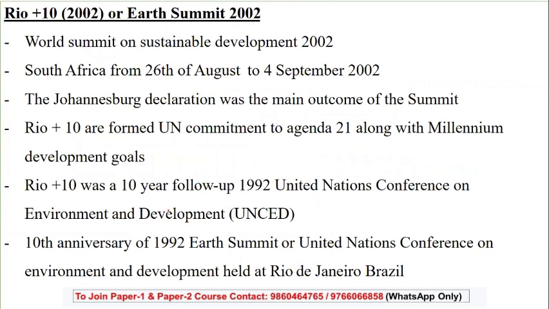The first was in the year 2002, with the following points: the World Summit on Sustainable Development, which was from 26th of August to 4th of September in 2002. The Johannesburg Declaration was one of the main outcomes of the summit. It was formed to commit to Agenda 21 and the Millennium Development Goals, that is your MDGs. And it was a 10-year follow-up to the United Nations Conference on Environment and Development.